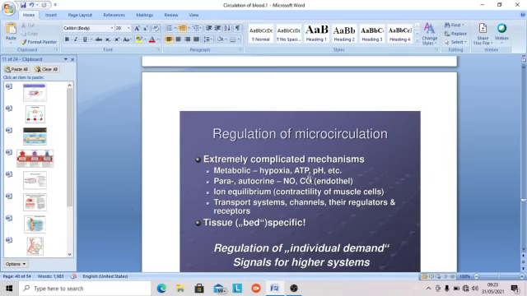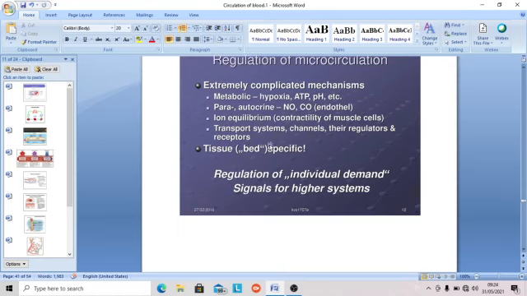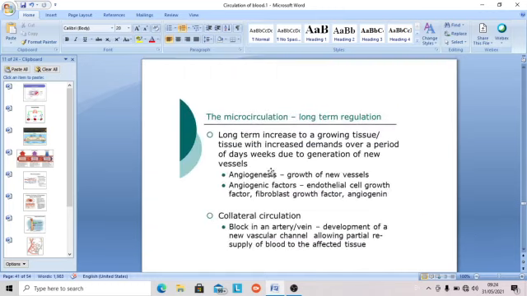Metabolites with hypoxia: ATP, not ATP but ADP. ATP, ADP and AMP are powerful vasodilators. Then pH and increased temperature. And then paracrine and autocrine factors, nitric oxide and endothelial factors, ion equilibrium, contracted muscle cells, transport systems, channels, receptors. The microcirculation is also a mystery. It is very well regulated as per the need of the tissue, mainly by metabolites and then somewhat by the nerves.